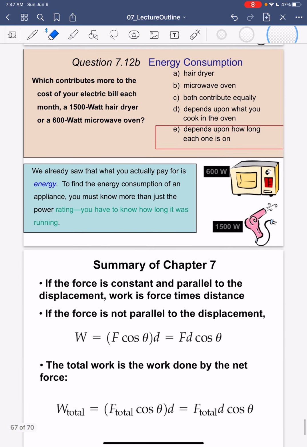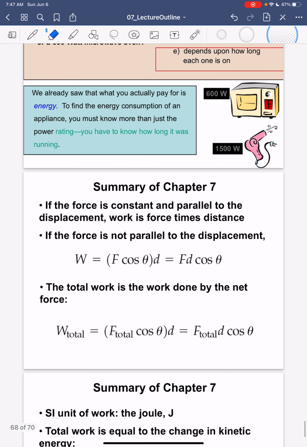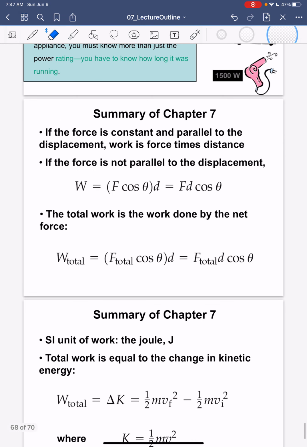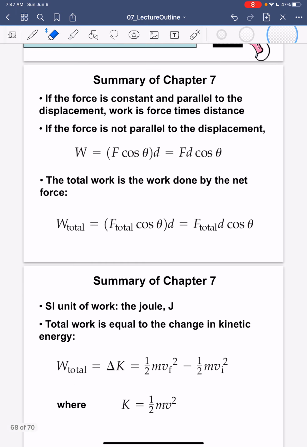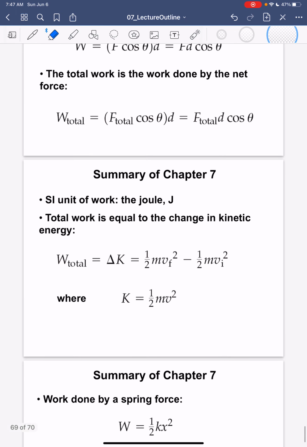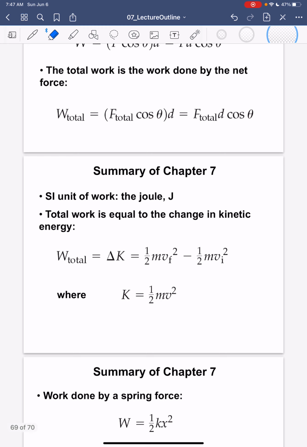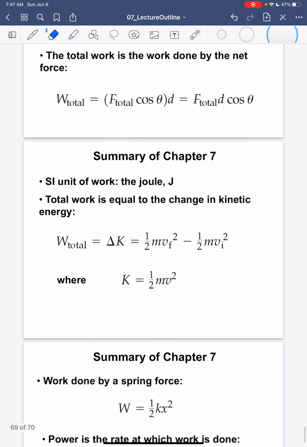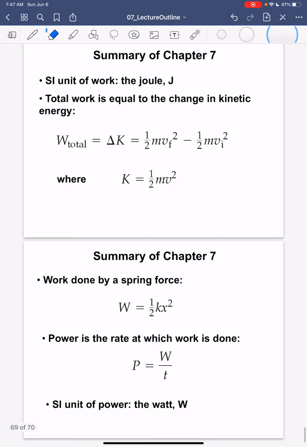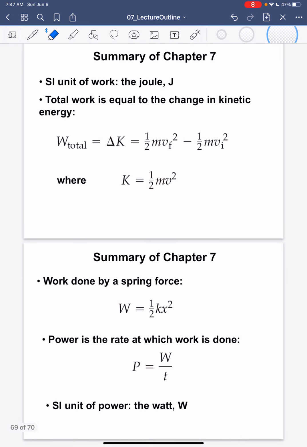Okay, this is the summary of chapter 7. If the force is constant and parallel to the displacement, work is force times distance. This is the general formula for it. What if I have more than one force? The units for work and energy are joules, which is newtons times meters. The total work equals the change in the kinetic energy, and we have defined the kinetic energy. Now, work done by a spring force.